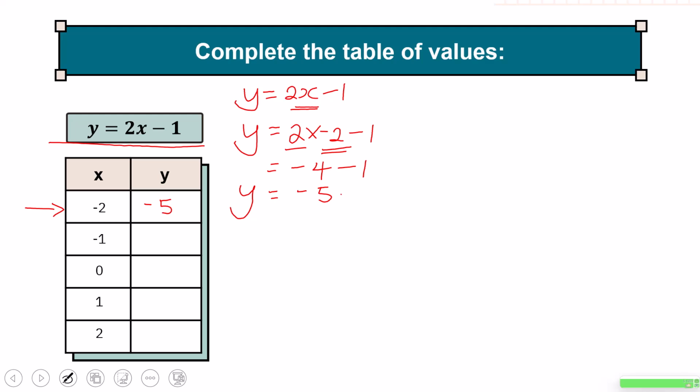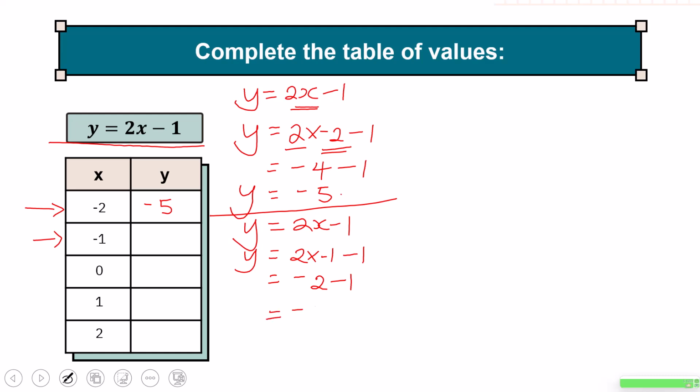Now, we're going to look for the next y value. We still use our equation, which is y is equal to 2x minus 1. Our x value in this case is negative 1, therefore our y will equal to 2 times negative 1, then minus 1. 2 times negative 1 gives us negative 2, then minus 1. Therefore, our y in this case will equal to negative 3. So we bring this 3 and we write it here.